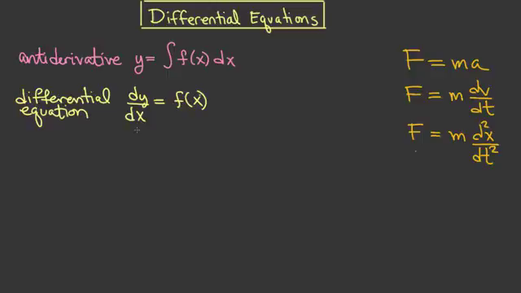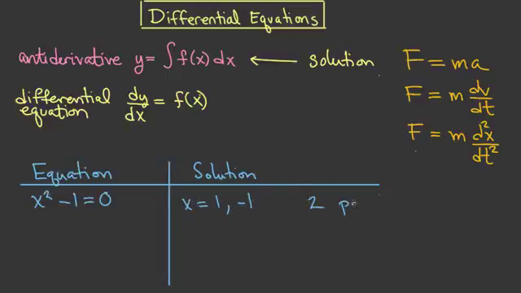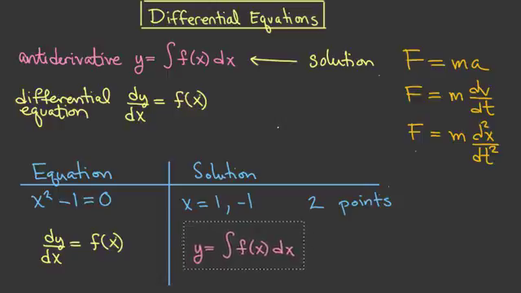I said we're interested in solving differential equations. So what does the solution of a differential equation look like? Well, here we know the solution because we defined the solution to be the antiderivative. y is the indefinite integral of f of x dx. Note that this is a special kind of solution. You're used to solving equations like x squared minus 1 equals 0, whose solution, x equals 1 and x equals minus 1, is 2 points. When we solve a differential equation, the solution is the antiderivative, which is a function.